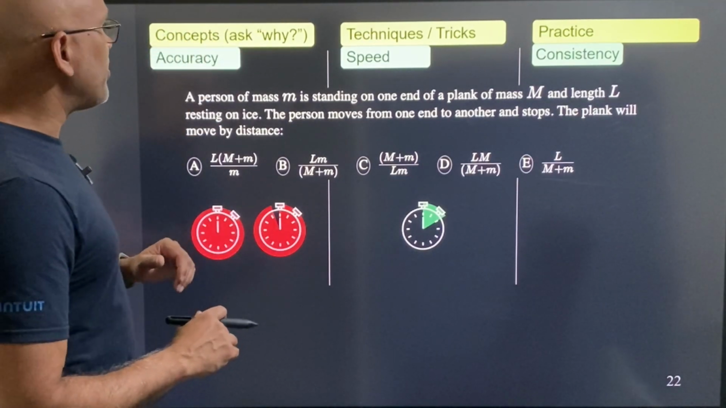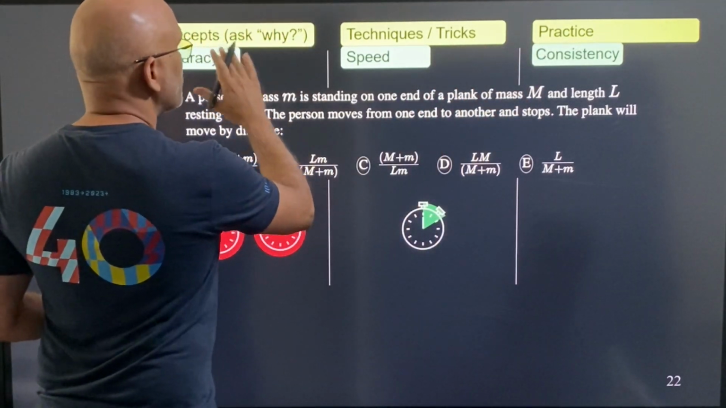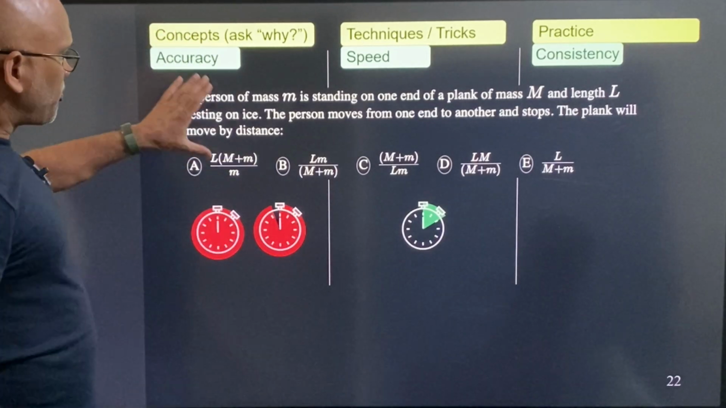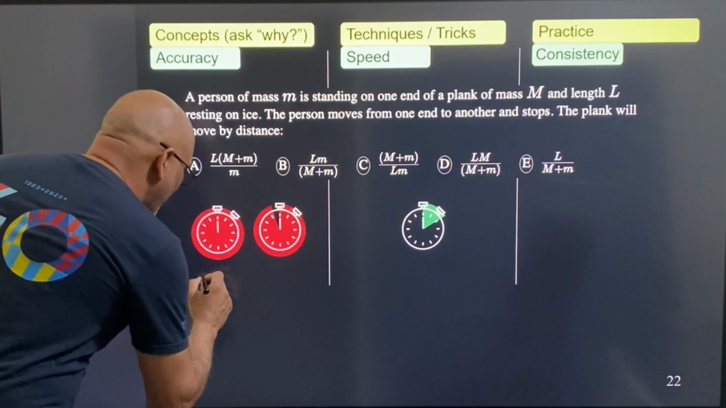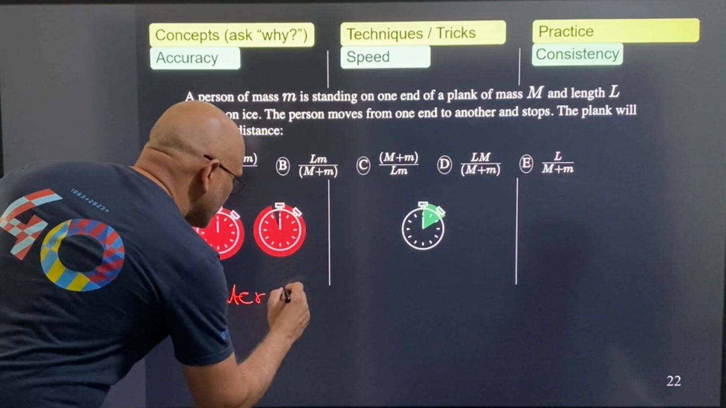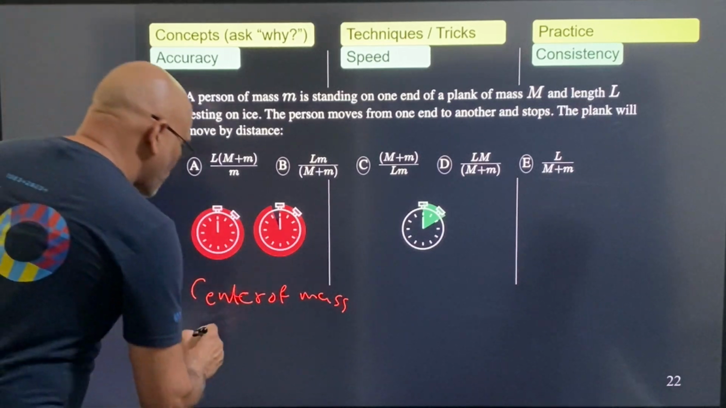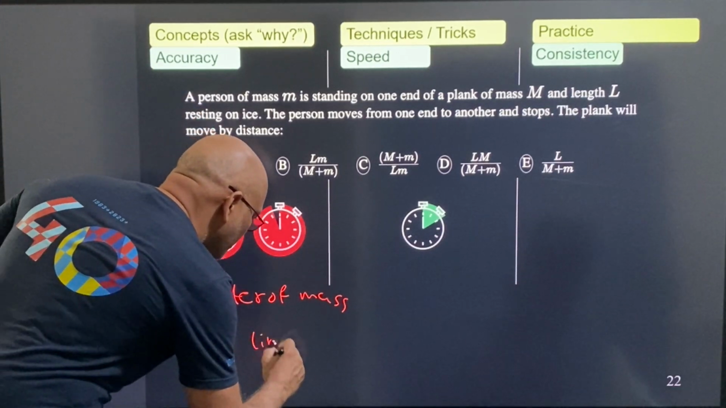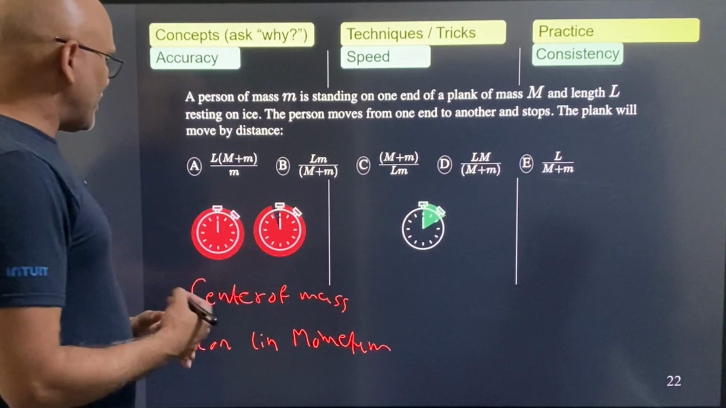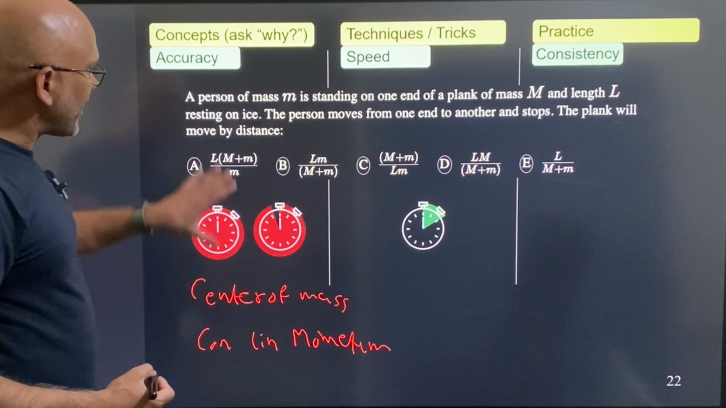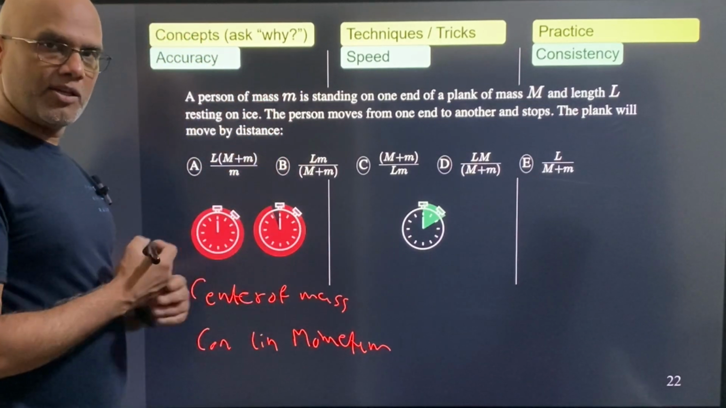going back to our original problem again, to emphasize again the importance of concept, techniques, and practice. Of course, this problem is based on some physics concepts, and the concepts are actually center of mass. We are going to read about this very soon, and conservation of linear momentum or Newton's second law, either one. You can use these concepts, and you can derive the exact result, right?